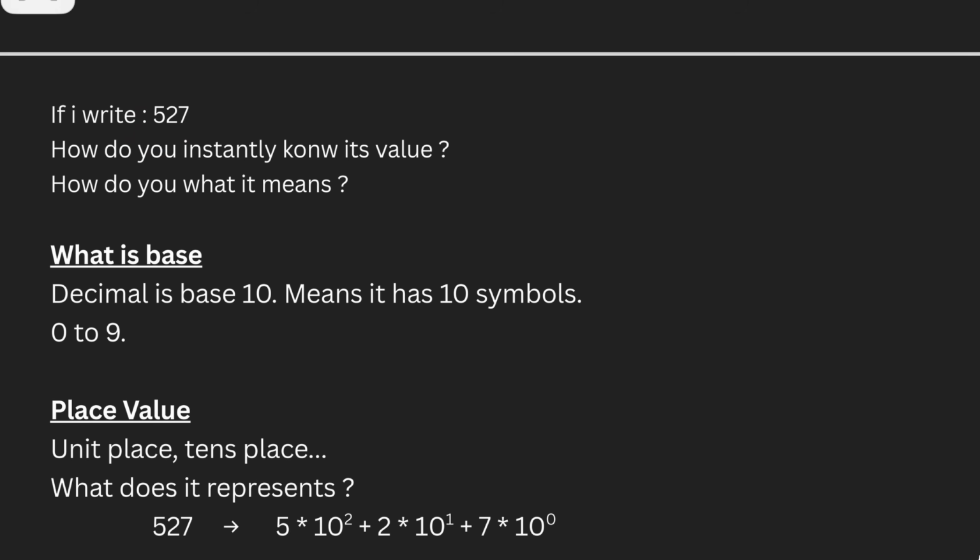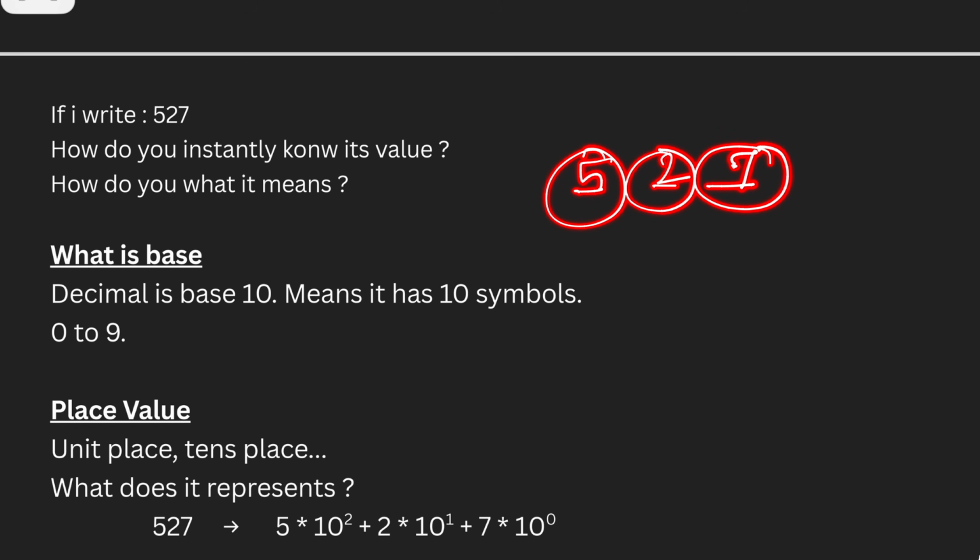So in the decimal number system, we have something called the base, and the base is going to be 10. That means at every single position you can only have values from 0 to 9. There are 3 positions in this particular number. This is the unit place, this is the tens place, and this is the hundreds place, right? So you have 7 here, you have 2 here, and you have 5 here.